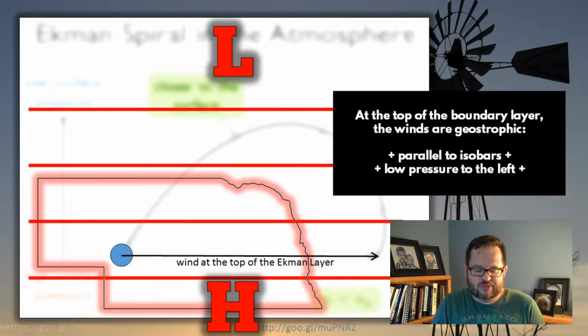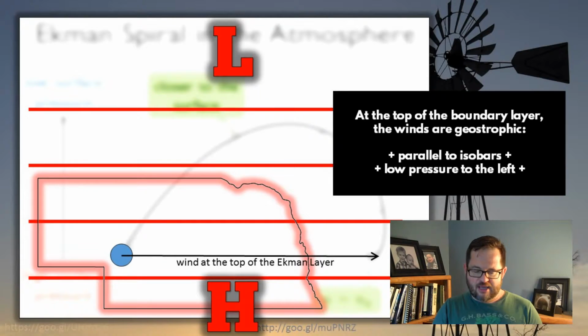And with a little map like this, with those isobars on there and knowing which way is high pressure and which way is low pressure, it wouldn't be terribly difficult to tell you what the winds up in the free atmosphere or at the top of the Ekman layer would be doing, because if they were geostrophic, they would just be going in the direction of that arrow right there, parallel to the isobars with lower pressure to the left and higher pressure to the right. That would be the direction of my wind, up in the free atmosphere or at the top of the boundary layer, or whatever you want to say.